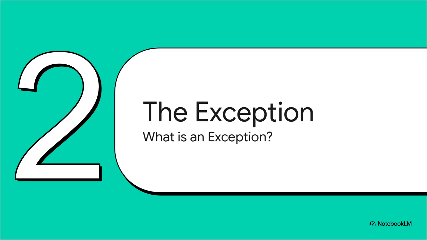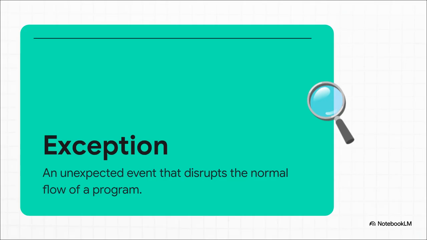So what's the fix for all this chaos? Well, it's a really elegant and powerful concept called an exception. The best way to think about an exception is like a formal alert. It's the program raising its hand and saying, hey, something's not right here. Instead of just crashing, it sends out this special signal, the exception, to let the rest of the system know that the plan has changed and it can't continue on its normal path.